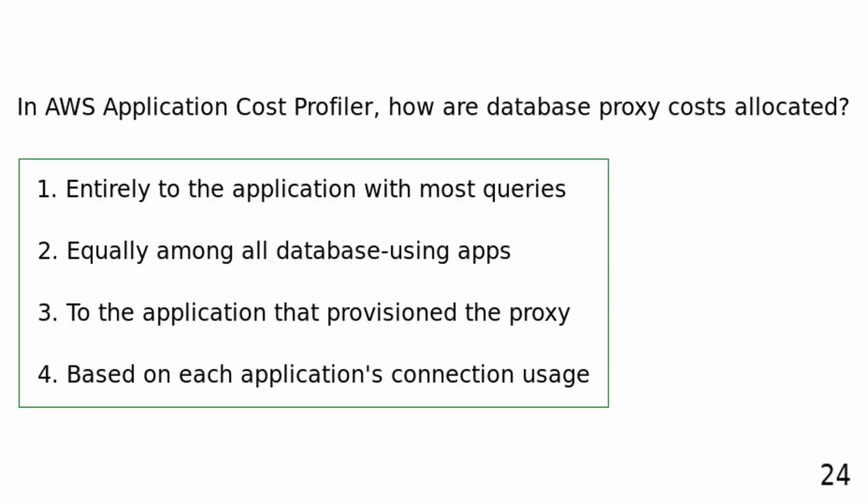In AWS Application Cost Profiler, how are database proxy costs allocated? Entirely to the application with the most queries. Equally among all database-using apps. To the application that provisioned the proxy. Based on each application's connection usage.